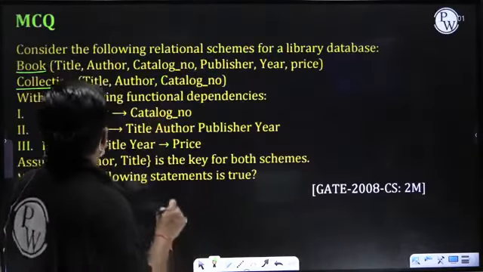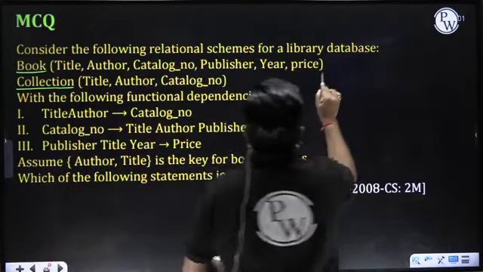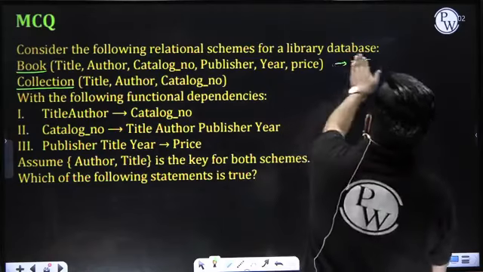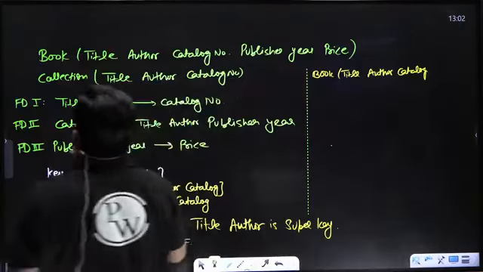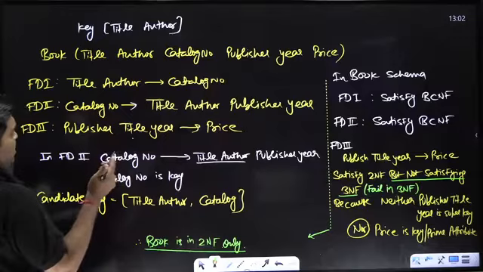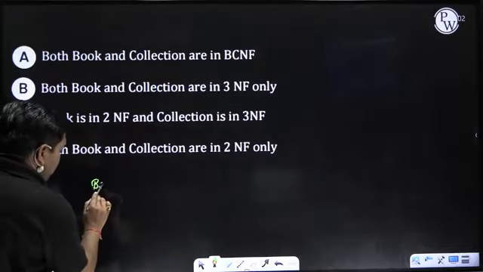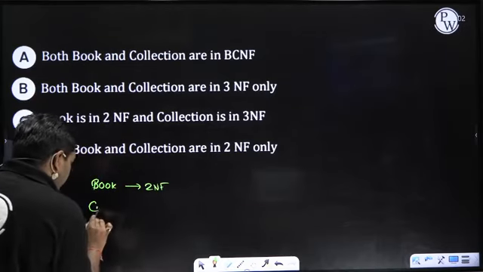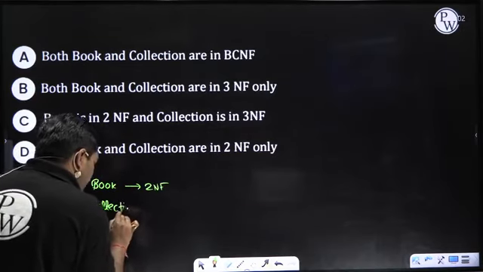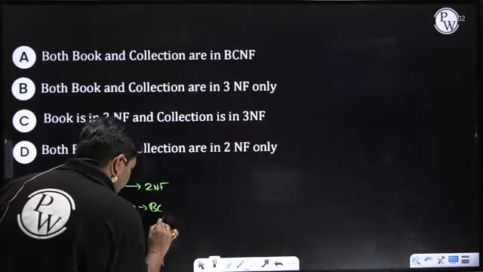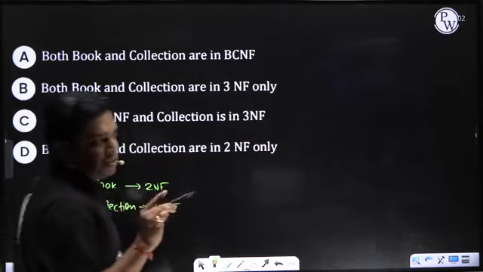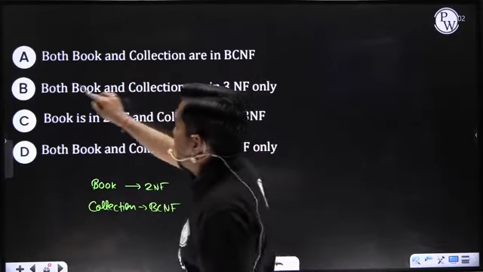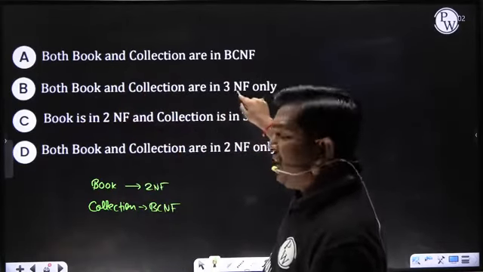What can we conclude? The book is in 2NF. Oh, sorry, book is in 2NF and collection is in 3NF and BCNF. So here you can say what you are getting. Book is in 2NF and collection is in BCNF. Now check each and every option. Both book and collection are in BCNF. That is wrong. Both book and collection are in 3NF only.